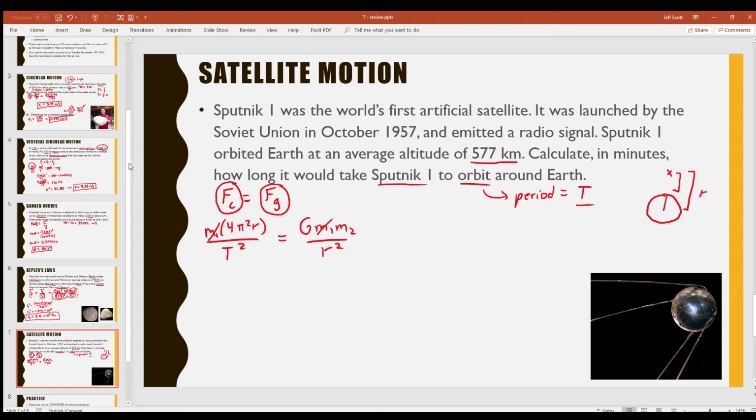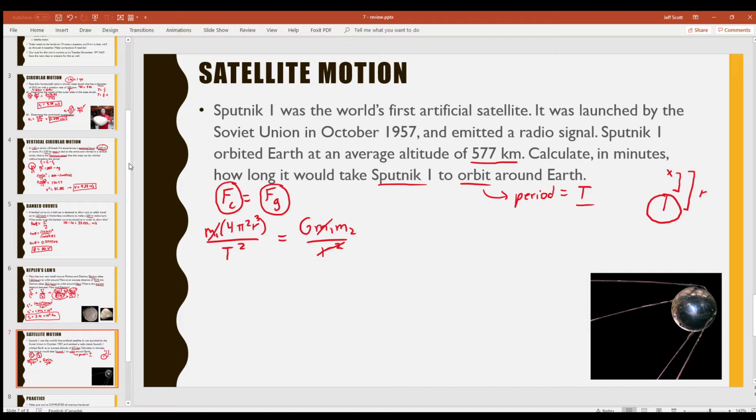Another trick we can do: there's nothing else on the top of both of these, or anything on the bottom of both of these, but r squared is on the bottom of the right-hand side. If we multiply that over to the left-hand side, it gets rid of it on the right side and turns the r right here into an r cubed, right? Because r times r squared would be r cubed.